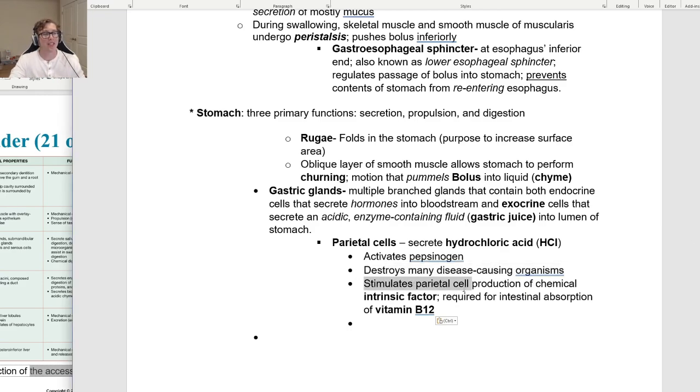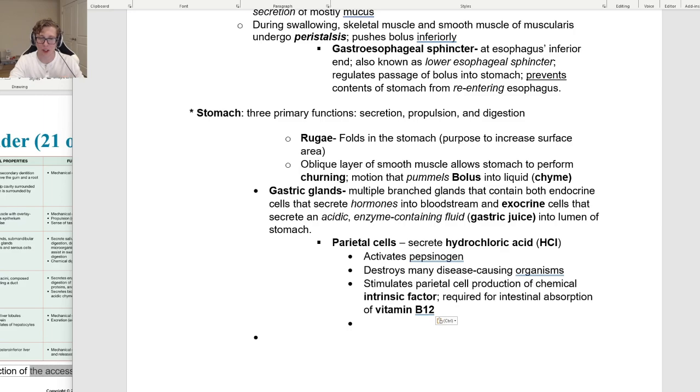Next one is it stimulates intrinsic factor, which is required for vitamin B12. Don't worry about that too much. But I do want you to know parietal cells secrete hydrochloric acid, and that hydrochloric acid activates pepsinogen and destroys many disease-causing organisms.